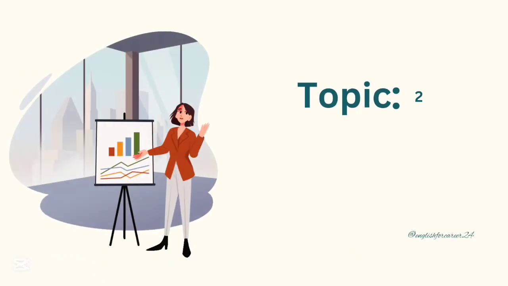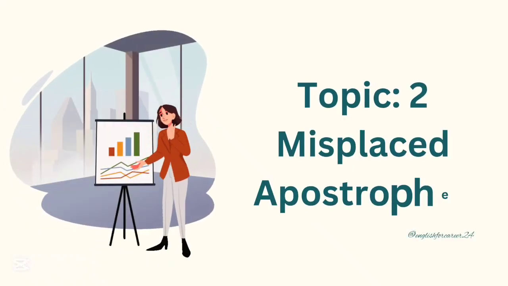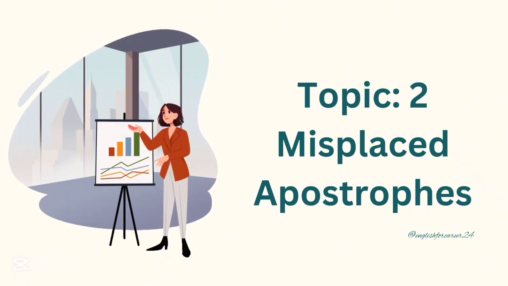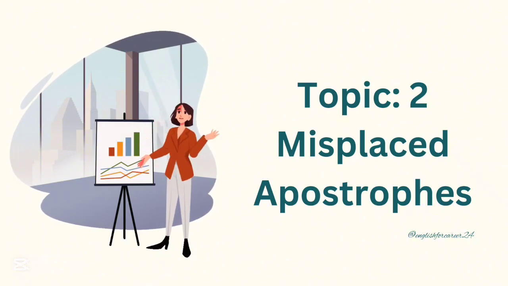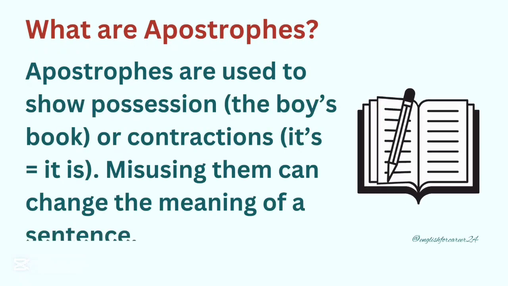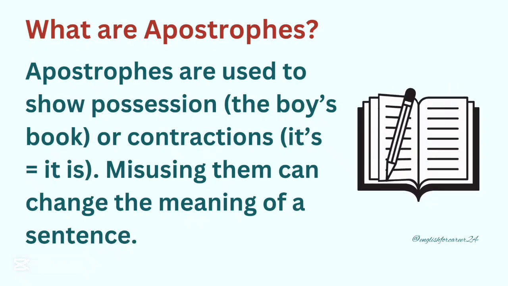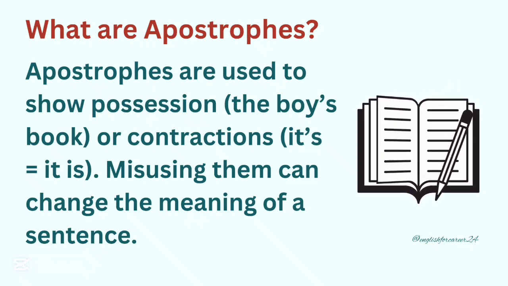Topic 2, misplaced apostrophes. What are apostrophes? Apostrophes are used to show possession, the boy's book, or contractions, it's equals it is. Misusing them can change the meaning of a sentence.